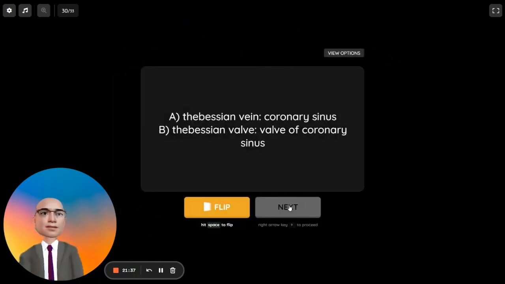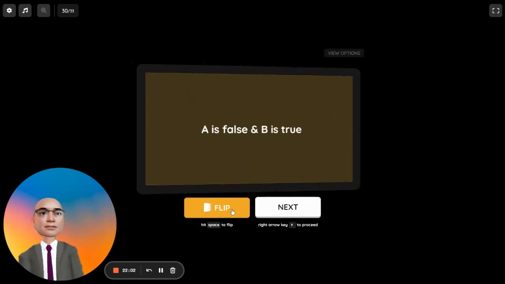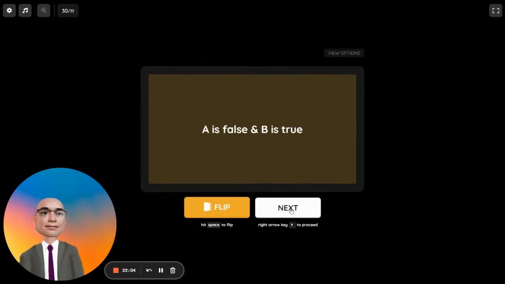Now the next question was about the interior of the right atrium. The Thebesian veins, the venae cordis minimae, are referred to as Thebesian veins, whereas the Thebesian valve is the valve of coronary sinus. So statement A in the question is a false statement. So A is false and B is true.